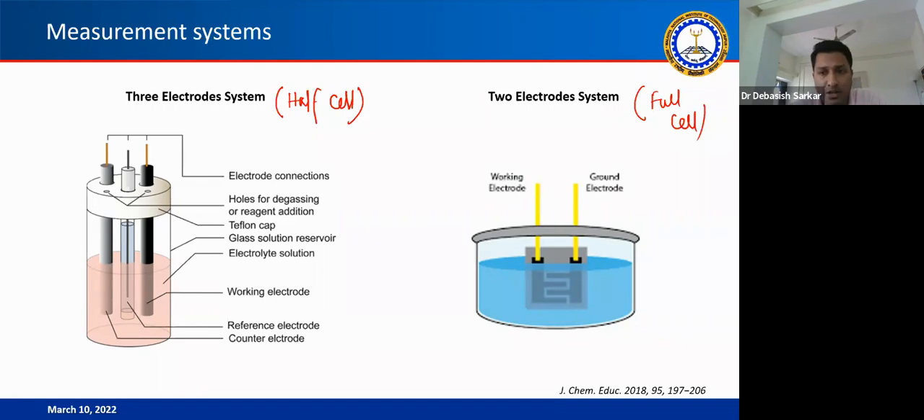In symmetric configuration, asymmetric configuration, or full cell configuration, what we do is short the counter and the reference together, so that we have one working electrode as an anode or cathode and the other one the counter electrode, meaning either cathode or anode respectively. So 3-electrode system for half cell measurements, 2-electrode system for full cell measurement.